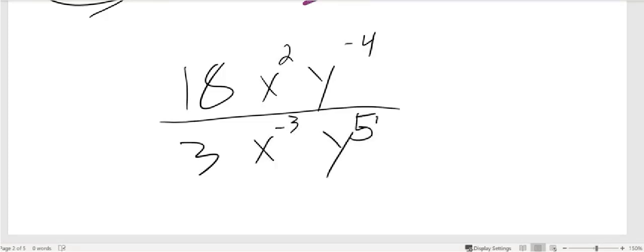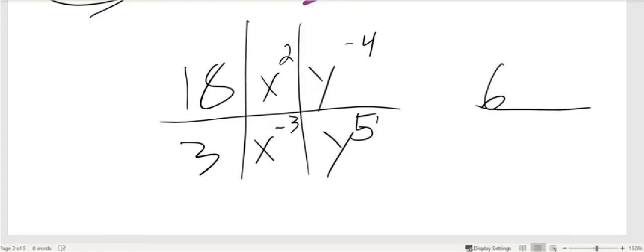So in this problem right here, you have 18x squared, y to the negative 4th, all over 3x to the negative 3, y to the 5th. So what I always like to do is split the problem up, but I also like to move things. 18 over 3, 6. Simple. So that x on the bottom, that negative 3, has to be moved to the top. So what we're going to do is scratch that off, and I'm going to write it right next to it, kind of make life a lot easier. And you see it changed to the third power.